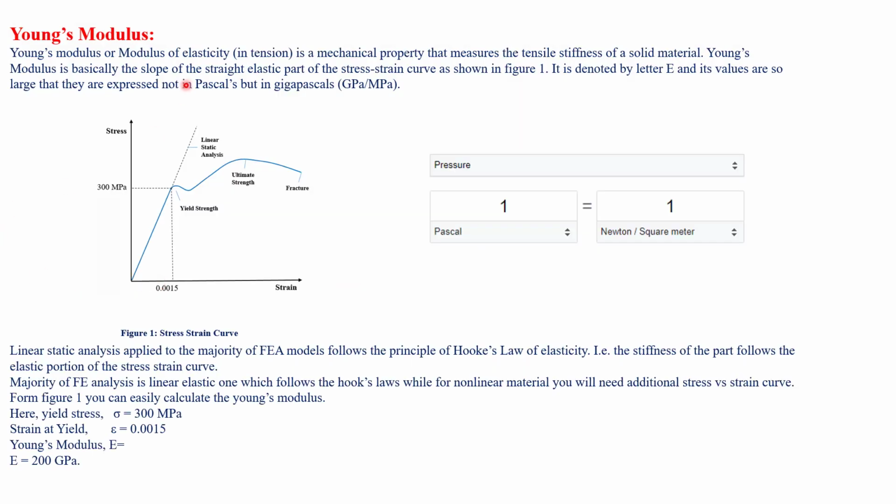Now the Young's modulus, a very important term. What exactly is this? We call it the modulus of elasticity. That is a mechanical property which measures the tensile stiffness of a material. So the stiffness of the material is measured with respect to Young's modulus. This is the slope. From here to here we have the yield strength value on the stress strain curve, 300 megapascal if you consider.